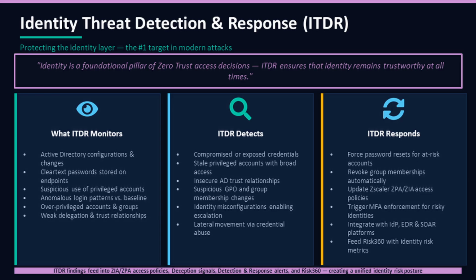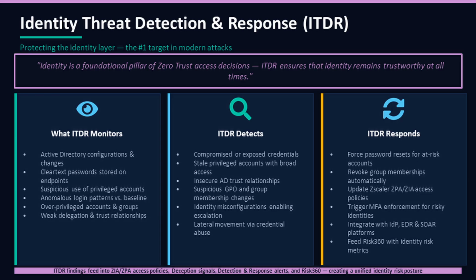Active Directory, which still underpins identity management in the vast majority of enterprise environments, is a primary target. Compromise Active Directory, and you have broad control over users, devices, and systems across the organization. That's why identity has to be treated as a security surface, not just an authentication service. ITDR in the Zero Trust Exchange continuously monitors identity infrastructure for three categories of risk.